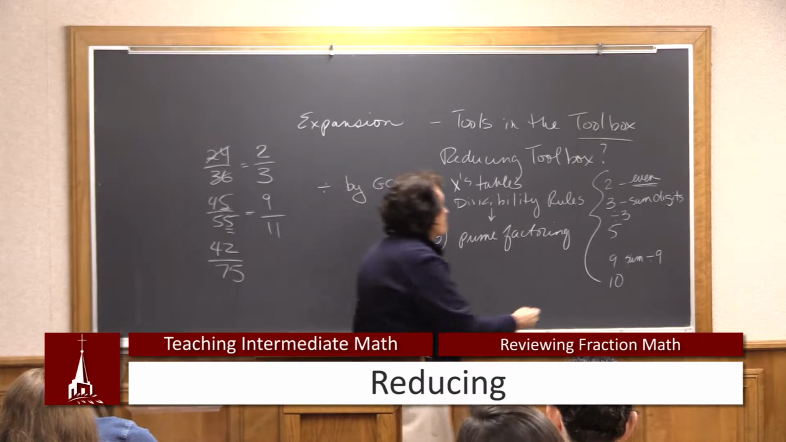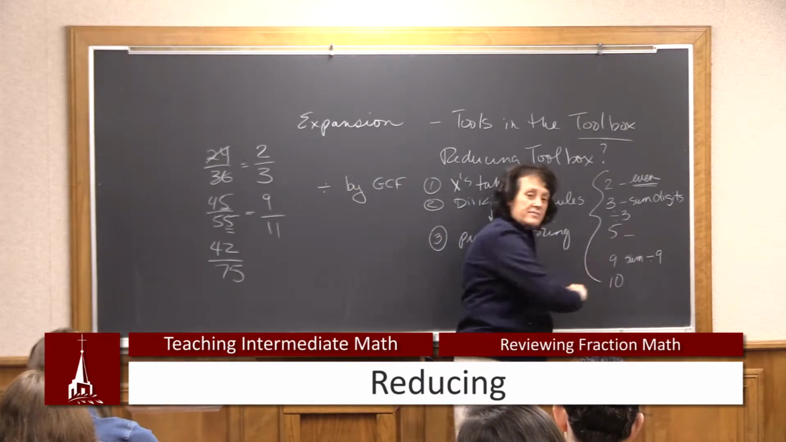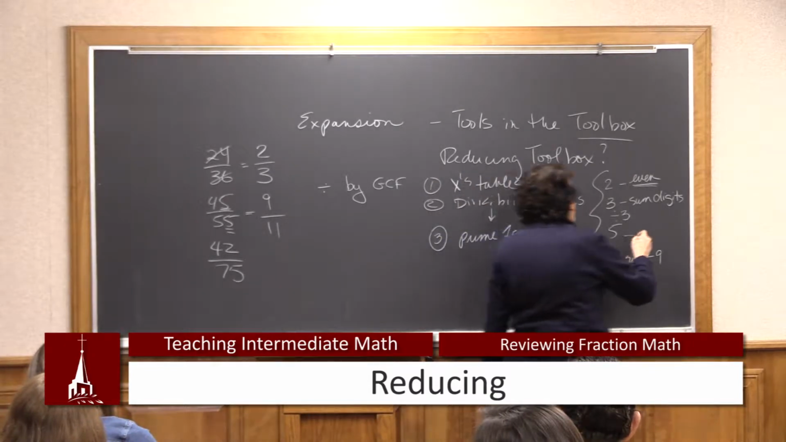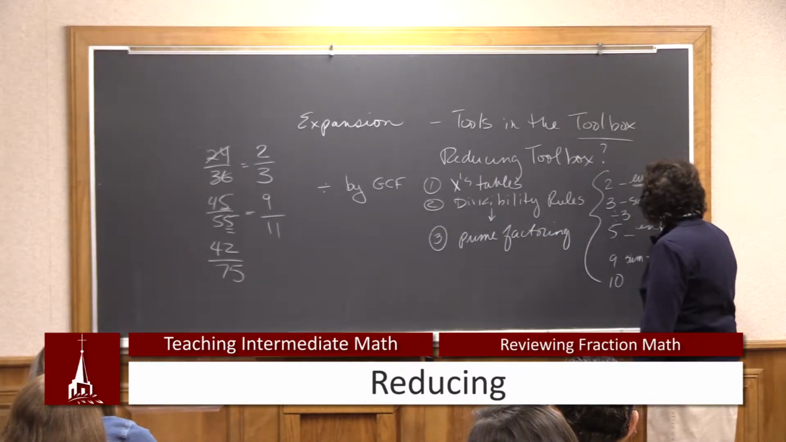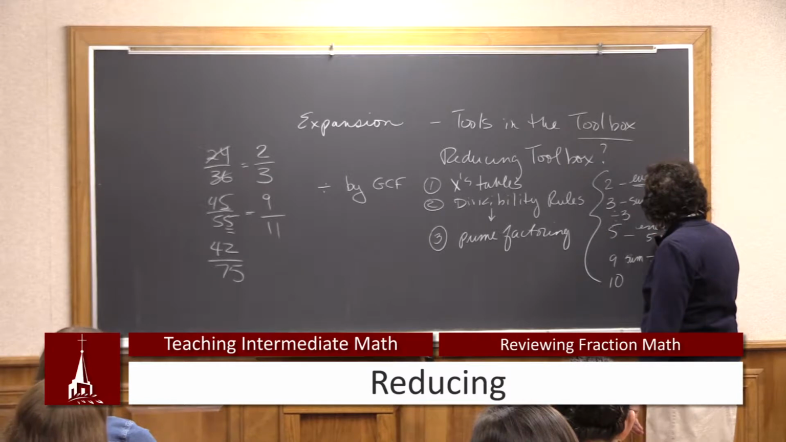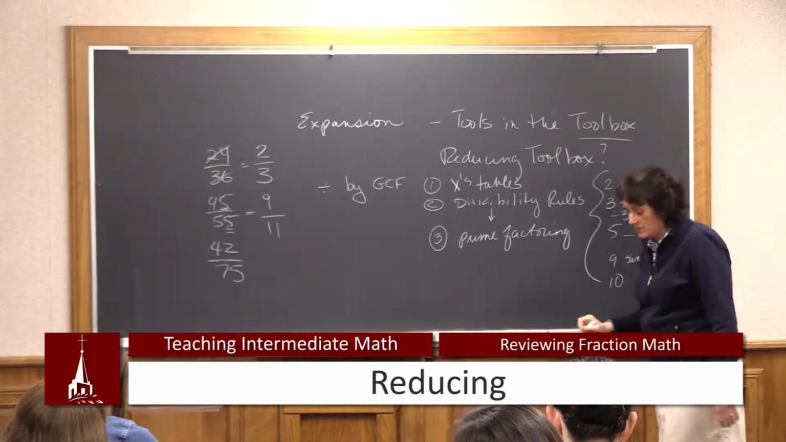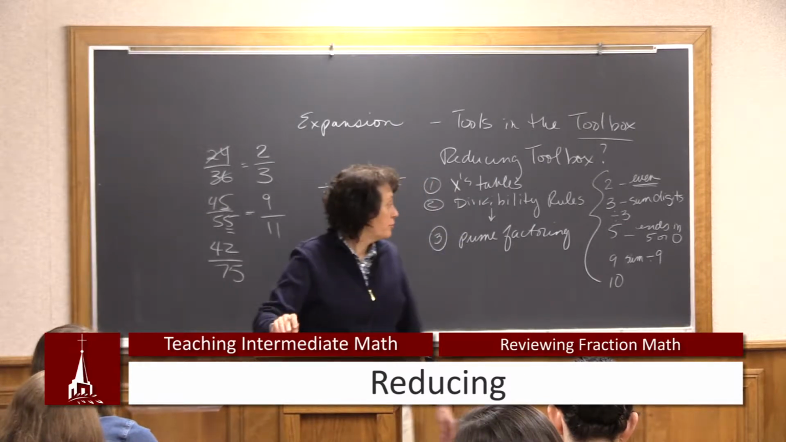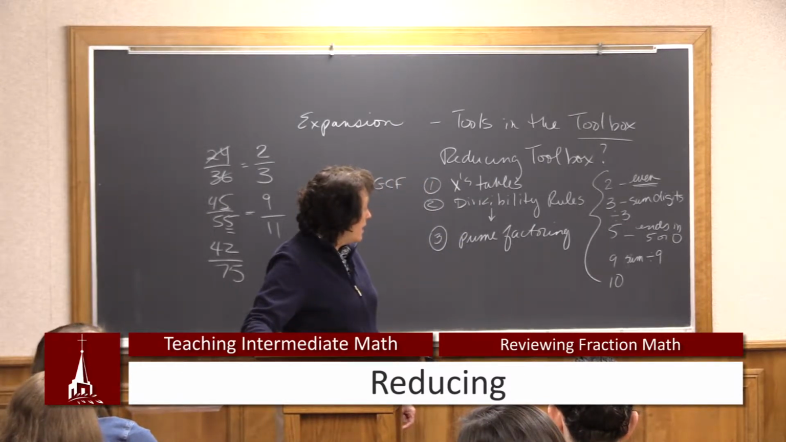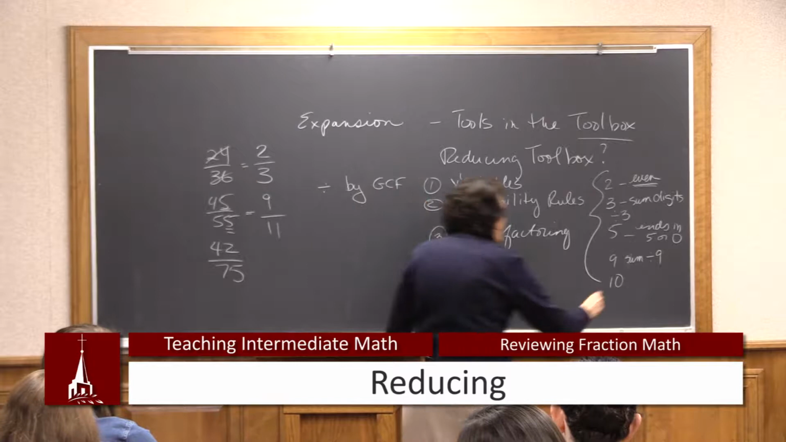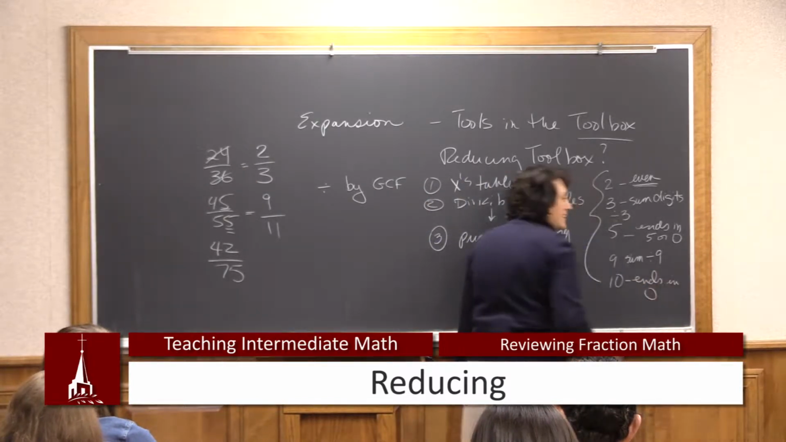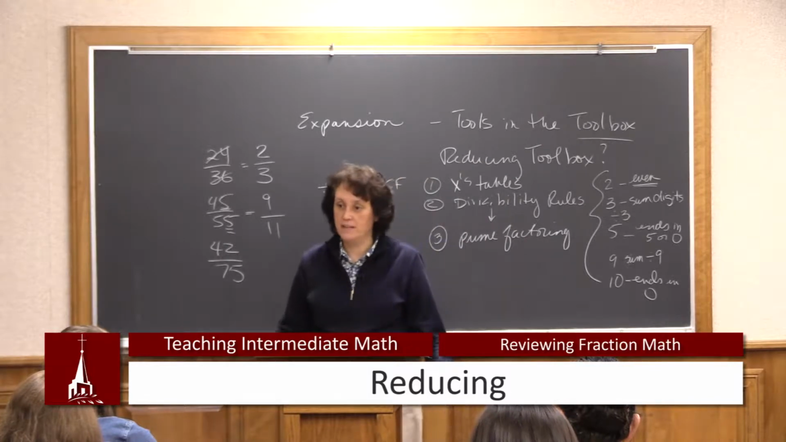5, divisibility rule for 5. Go ahead, Rebecca. If the last number ends in 0 or 5. And that's a very easy divisibility rule that can be applied pretty easily to reducing. The divisibility rule for 10, of course, is ends in 0. And so when we're canceling a 0, what we're actually doing is dividing by 10.